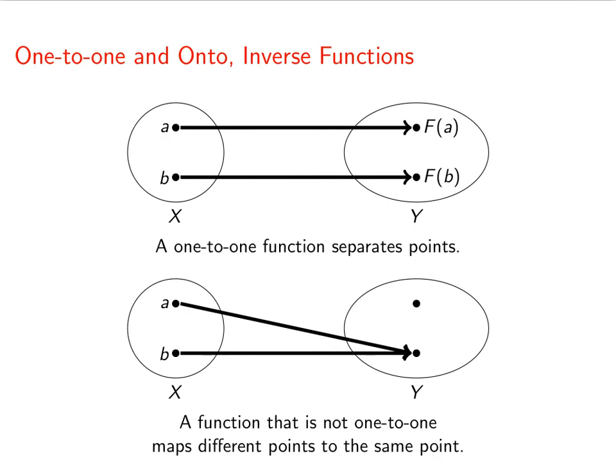All right, in terms of the picture, here's what it would look like. If you have a one-to-one function, then two different elements in the domain get mapped to two different elements in the codomain. It's for this reason that maybe we should be calling one-to-one functions two-to-two functions. Two different elements in the domain get mapped to two different elements in the codomain. Whereas if you have a function which is not one-to-one, then it's possible that you could have two points in the domain that get mapped to the same point in the codomain.